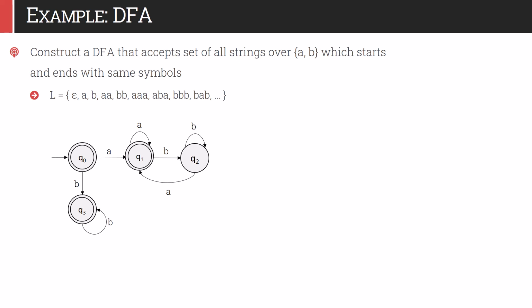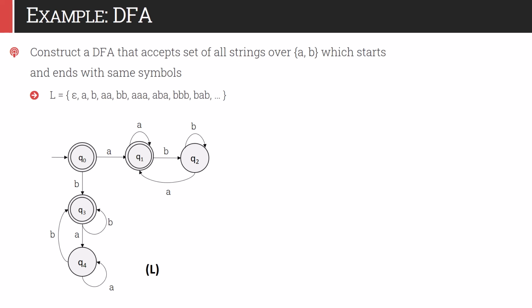Now the same logic we will replicate from Q3, but now just with different symbols. That Q0, Q3 path ensures that strings will start and end with B. When we read A, it goes to a non-final state. From Q4, any number of A's we can read and we will remain in the non-final state, and to go to the final state, we must read one B. So this is our L, that is, strings that start and end with the same symbol.